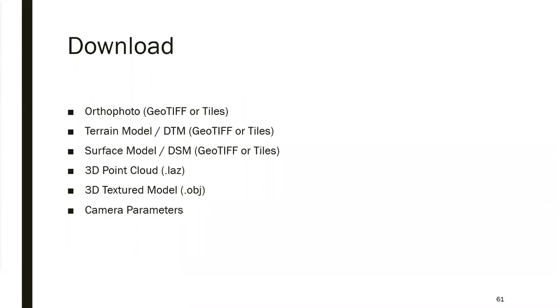And then you can download. This is the other output. Everything that you can look at through the interface, you can also download. You get your orthophoto. You can do that as GeoTIFF or tiles. You can download your terrain model and your surface model. You can download a point cloud, just a straight point cloud with no color. You can download a textured model as an OBJ file. And there are several others too, but these are really the most common ones, probably your orthophoto and your point cloud and your textured model and your camera parameters as well.